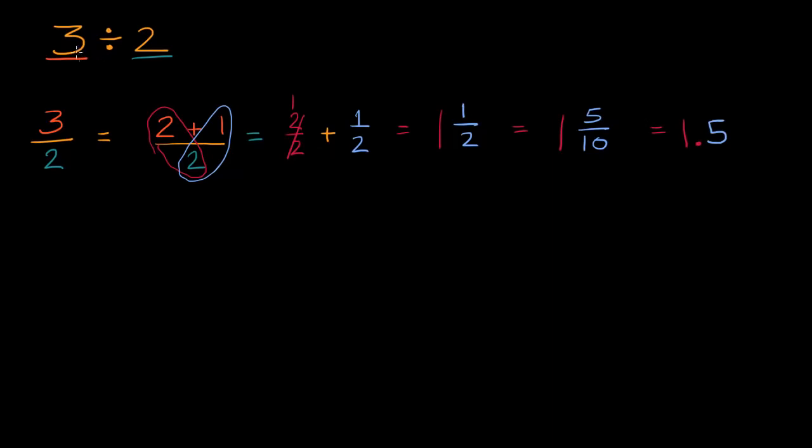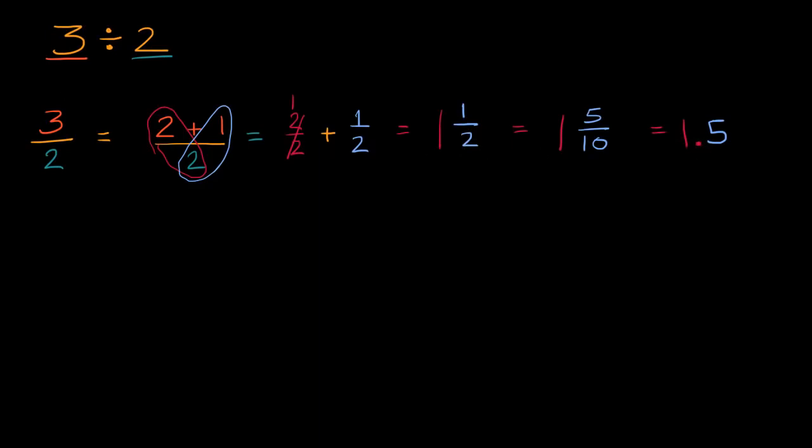As you get more practice, you say, okay, this is the same thing as 3 halves. 2 goes into 3 one time, and there's a half left over. So writing this as a mixed number, it's 1 1/2. And a half, written as a decimal, is 5/10. So this is 1 and 5/10.